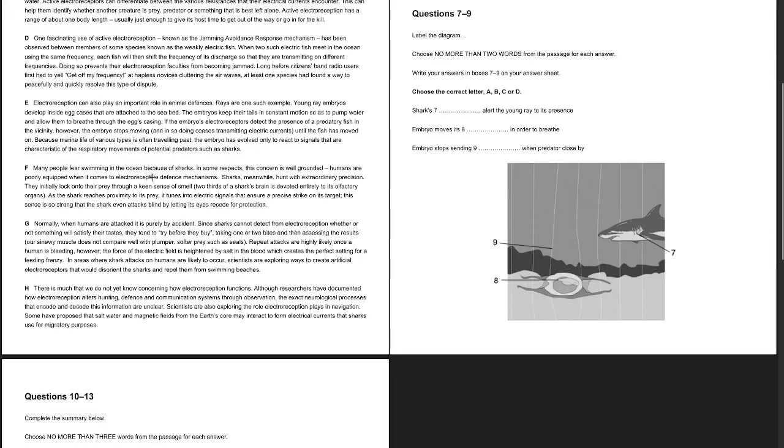Many people fear swimming in the ocean because of sharks. In some respect, this concern is well-grounded. Humans are poorly equipped when it comes to electroreceptive defense mechanisms. Sharks, meanwhile, hunt with extraordinary precision. They initially lock onto their prey through a keen sense of smell. 2/3 of a shark's brain is devoted entirely to its olfactory organs. As the shark reaches proximity to its prey, it tunes into electric signals that ensure a precise strike on its target. This sense is so strong that the shark even attacks blind by letting its eyes recede for protection.